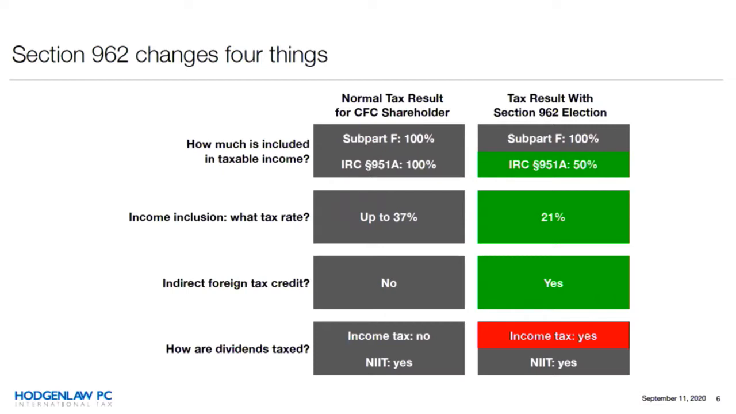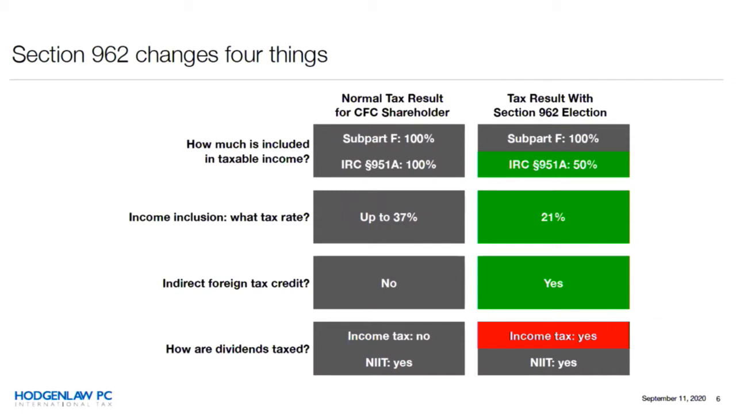We'll go through these in detail, but I just want to show you at a high level. There's less taxable income of a certain category, the global intangible low taxed income. The tax rate on the included income in the individual's gross income is going to be lower, 21% in the case of the Section 962 election.